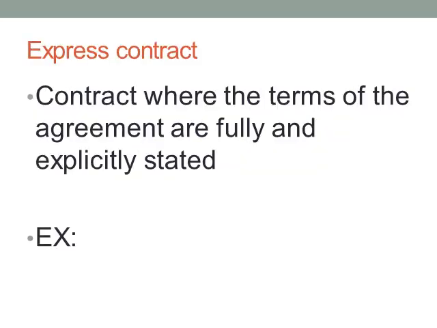The next set of contracts we have is express versus implied, and that's kind of just what they suggest, right? What it implies. If you have an express contract, we have a contract where the terms of the agreement are fully and explicitly stated.